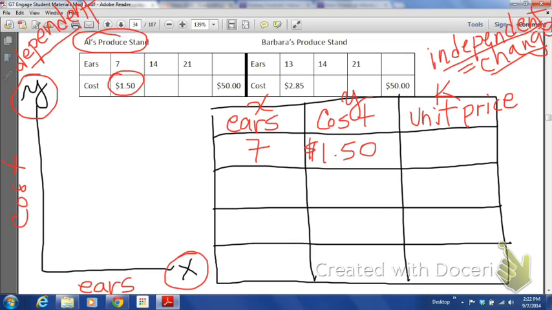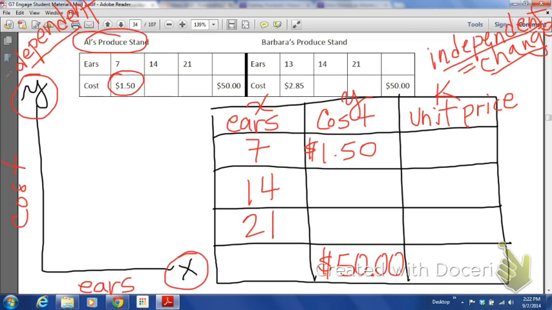But they also give us some more figures. They want us to figure out the cost for 14, the cost for 21, and then they wanted you to figure out which number of ears of corn would actually cost you $50. Now looking at this one here, it's pretty clear. If you saw some relationships here, we're always looking at these proportional relationships.